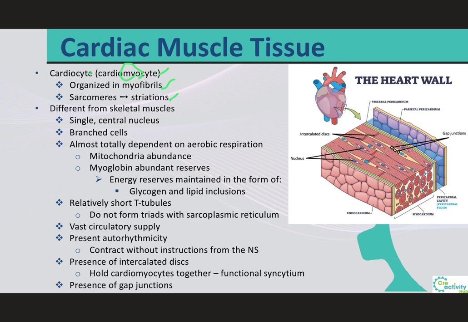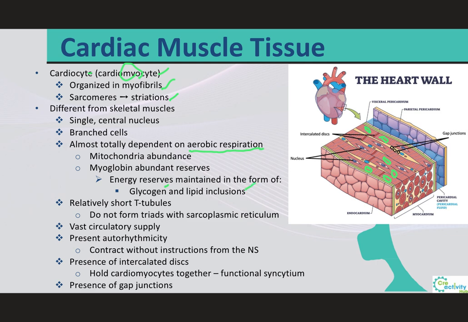First, we can say that cardiomyocytes are almost totally dependent on aerobic respiration to be able to obtain the energy that is needed to continue contracting over and over again. Therefore, the cardiomyocytes will contain several mitochondria, and they're also going to contain abundant reserves of myoglobin to be able to store oxygen. And these energy reserves are going to be maintained in the form of either glycogen or lipid inclusions.